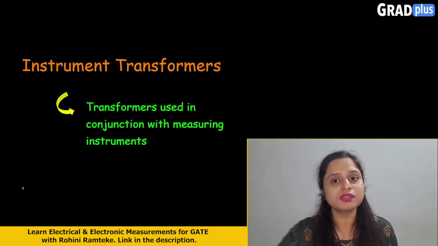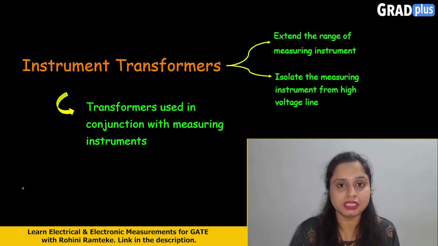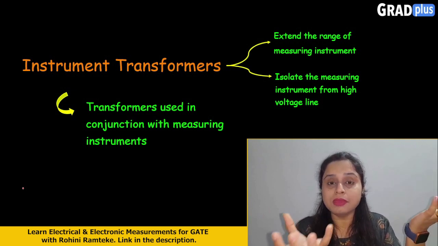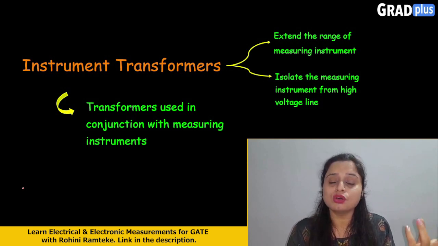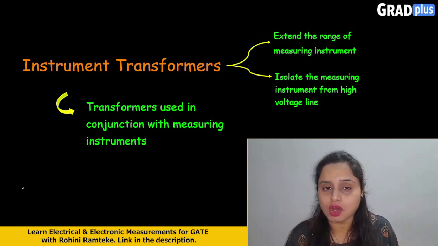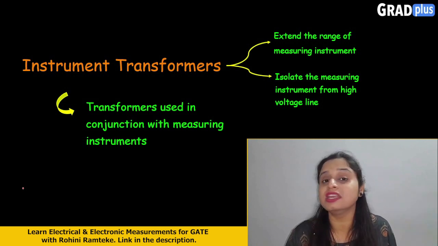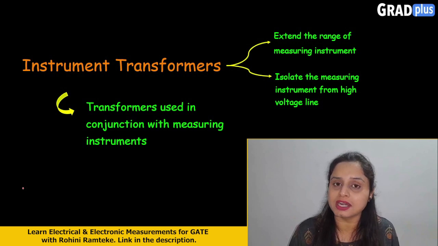What will these instrument transformers do? They will extend the range of those meters. That means a higher amount of voltage and current can be measured by voltmeters and ammeters whose range is very low. So the instrument transformer can extend their range, and it will also isolate the complete instrument from the high voltage line. So these are the two purposes of instrument transformers.